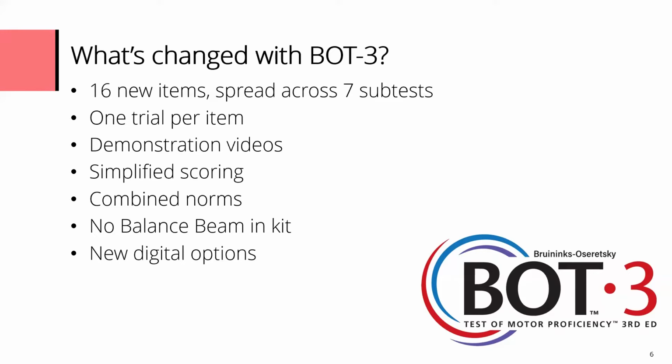Another new feature with BOT-3 is the expanded options using Q Global, which, if you're not familiar, is Pearson's online assessment platform. With the BOT-2, we had the ability to enter scores from the paper record form onto Q Global and then generate a score report with the click of a button. And we will still have this option with BOT-3 along with traditional scoring, but now you also have the option to use on-screen assessment through Q Global.